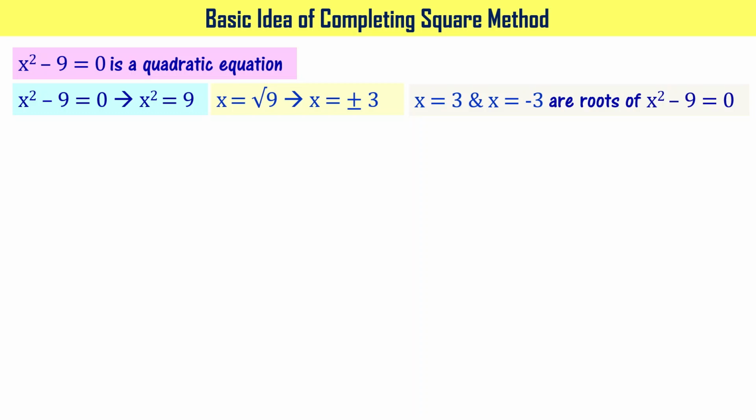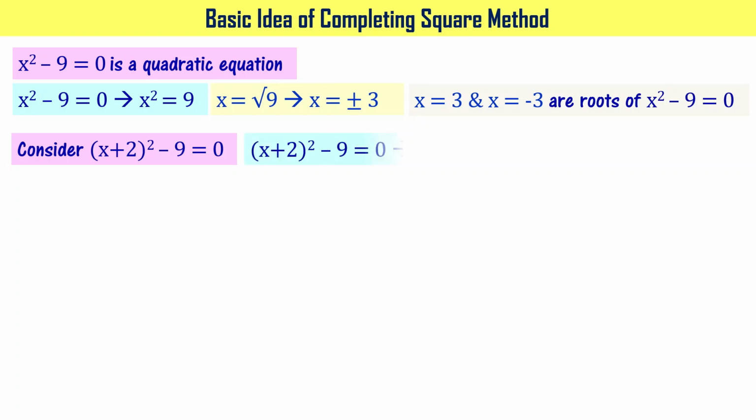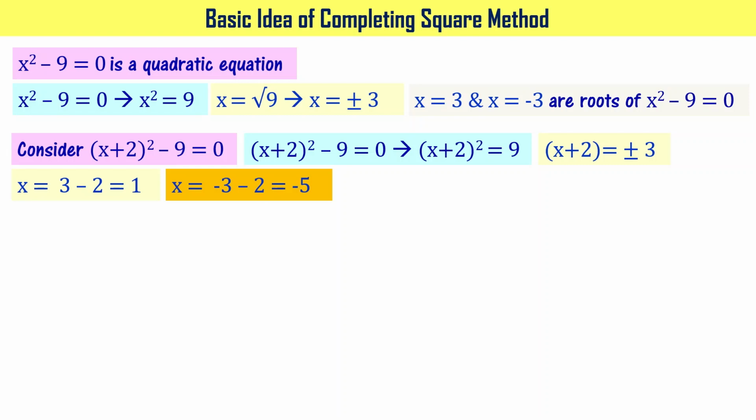Keeping this particular problem in mind, if I consider x plus 2 whole square minus 9 equal to 0, then this can be written as x plus 2 whole square equal to 9. It means x plus 2 equal to plus or minus 3, right? When you simplify, you get x equal to 1 as one of the options and x equal to minus 5 as the other option, right? So now we can say that x equal to 1 and x equal to minus 5 are the roots of the given equation x plus 2 whole square minus 9 equal to 0, right?